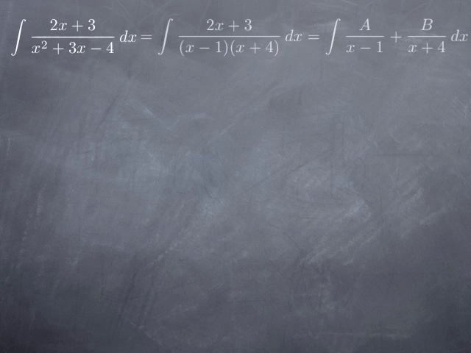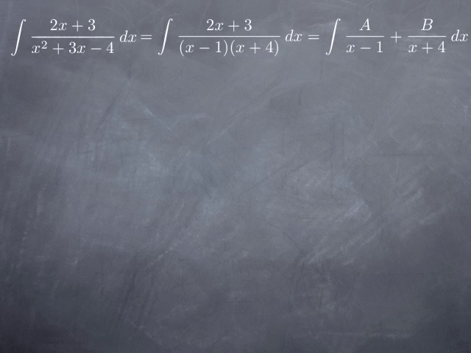Let's look at another example. We want to integrate 2x plus 3 over x squared plus 3x minus 4. The degree of the top is already less than the degree of the bottom, so no need for long division. And then the natural next step would be to factor the bottom.